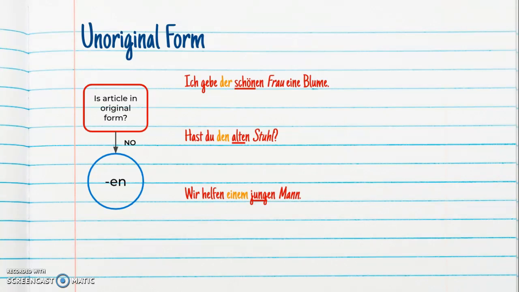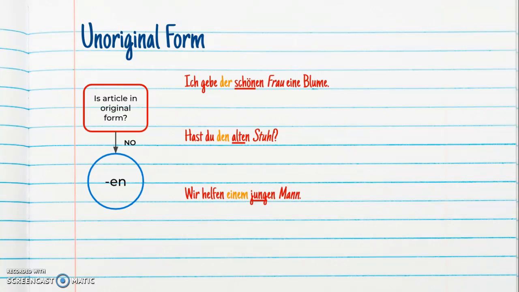Number 2, hast du den alten Stuhl? Stuhl is a masculine noun. So if we're thinking of the definite article, that would be in the original form der. Den is not the original form, so therefore we add the en. In the third sentence, wir helfen einem jungen Mann. Mann, again, is a masculine noun. If we look at our adjective, jung, it is preceded by an indefinite article, and the original form of the indefinite article for a masculine noun would be ein. So this again is not an original form. And because of that, we're adding en.